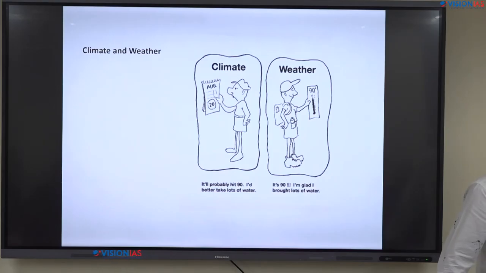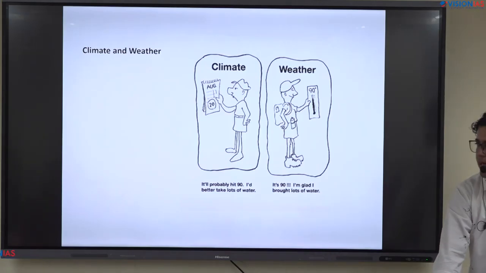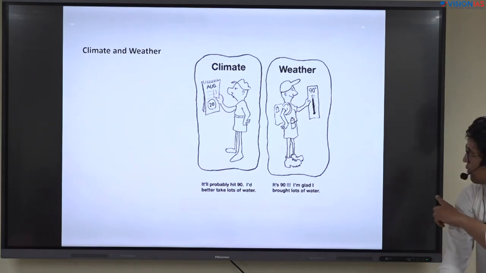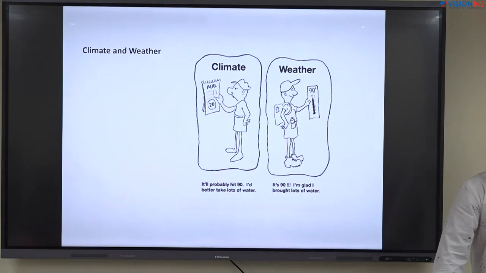But if something happens which is not according to the trend, not according to your experience, then you say climate is changing. Some extreme event occurs which has not happened earlier. Something else happens which is not according to the trend. So you say that the long-term phenomenon is changing, or climate is changing. So once again, weather is a short-term phenomenon, climate is a long-term phenomenon. And when there is a change in the long-term phenomenon, you say that climate is changing. Okay.